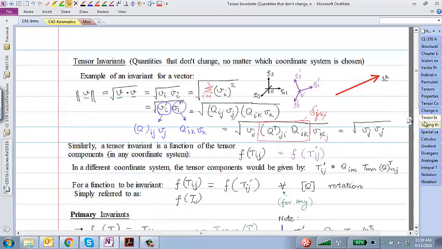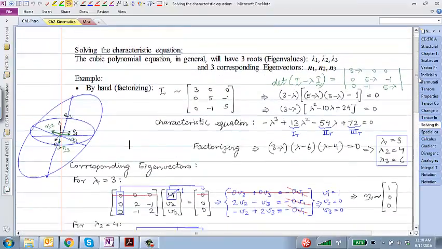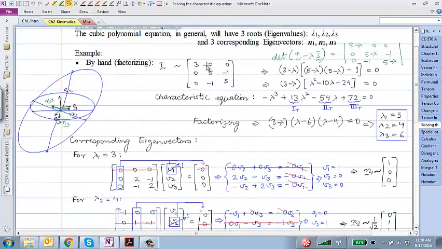So we dealt with tensor invariants, two types of invariants, primary and principal. We learned how to solve for these, and I showed you that this particular tensor that we looked at in the example had eigenvalues 3, 4, and 6. And what it did was basically scaled.